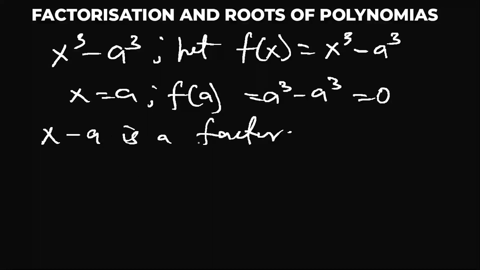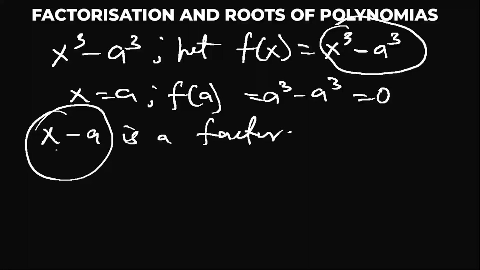Now, if x minus a is a factor, we might not be able to use comparison to get the other factors, because x has the power of 3. That means we need 3 factors, so using comparison will not get us the remaining 2 factors. For us to get the remaining 2 factors, we need to go with long division. That simply means we are going to be dividing the given function by the factor that we have determined. So let's quickly do that.